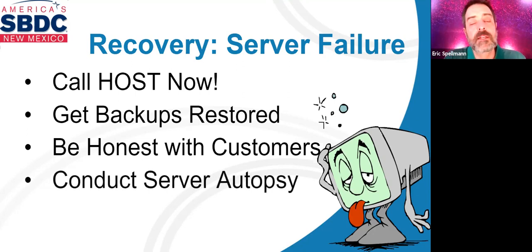Conduct a server autopsy. And this may not be your job. This may be the job of your web host. What happened and why did it happen? Now, sometimes servers will crash simply because they're old, simply because they've gone past their lifetime. I tell people all the time, a good web server is probably good for a couple of years before it needs to be replaced.